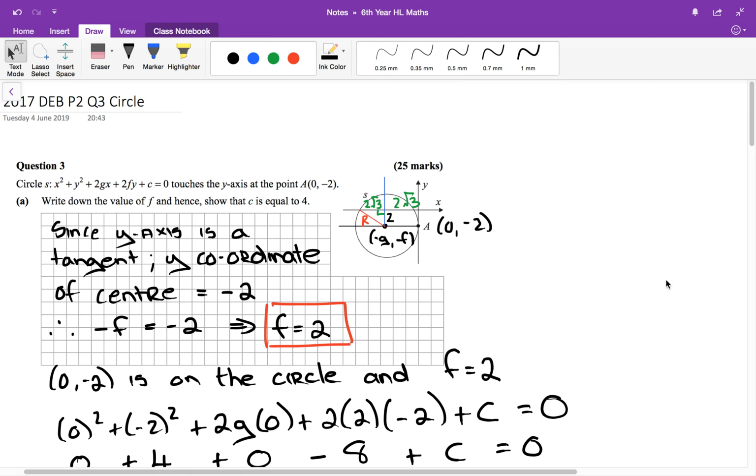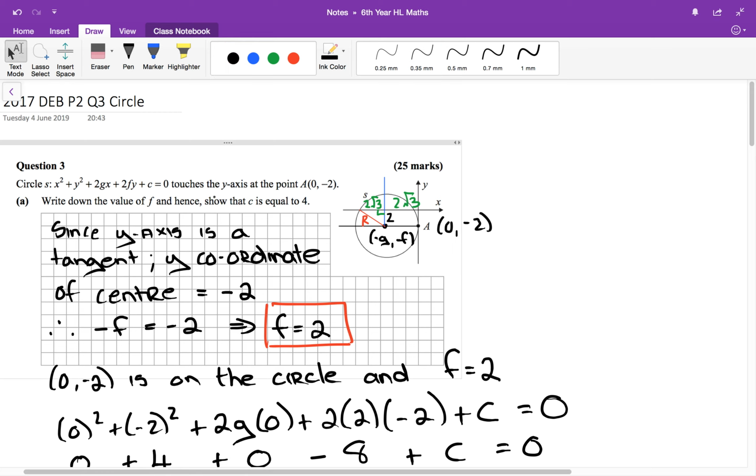Okay, so the DEB mock 2017 paper 2 question 3, the circle question. We did the first part, although I came up with a nicer way of doing the second half of it. But the first half was that since the y-axis is a tangent, then the y-coordinate of the centre, which is the minus f part, is on a line with that point A. And the y-coordinate at that point A is -2, so minus f equals -2, which means f equals 2. So that's how we get f.